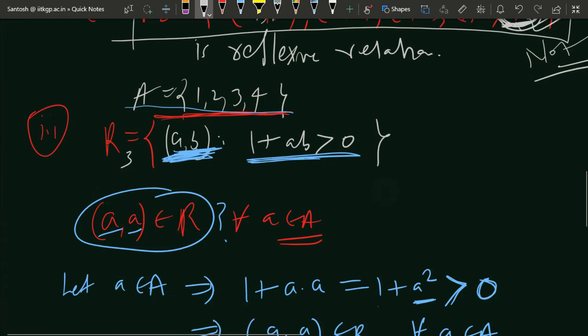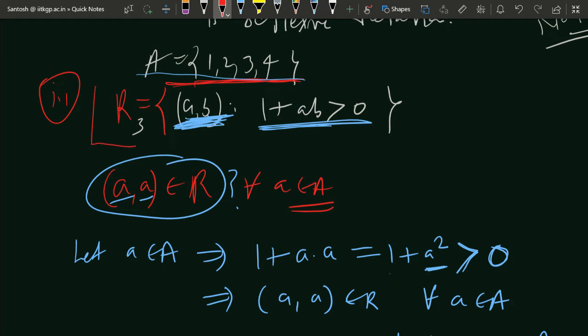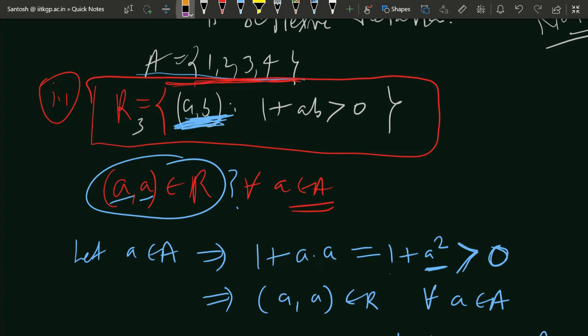Okay, now look at this example, the third one. Is it symmetric? Is it symmetric or not? Yes, sir, symmetric.